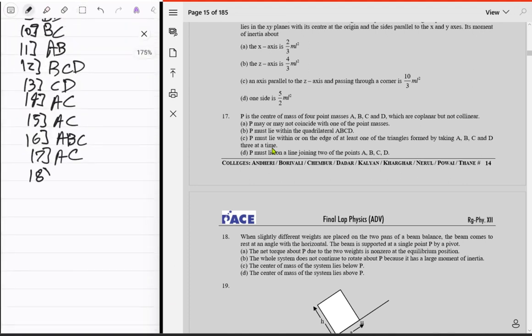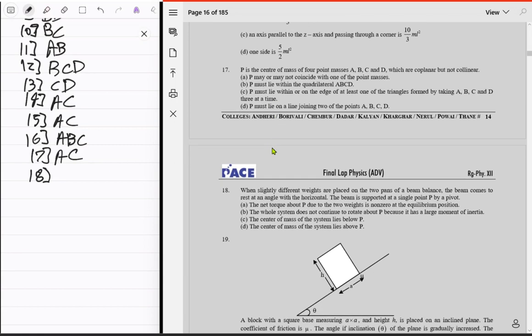18 is when slightly different weights are placed on the two pans of a beam balance. The beam comes to rest at an angle with the horizontal. Beam balance, okay, slightly different weights are placed on it. The beam comes to rest at an angle with the horizontal. No, I don't think that's what happens.